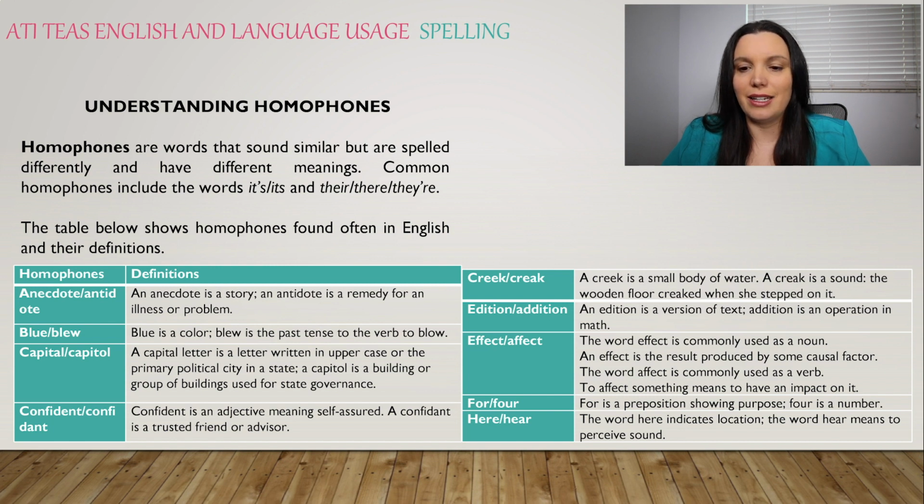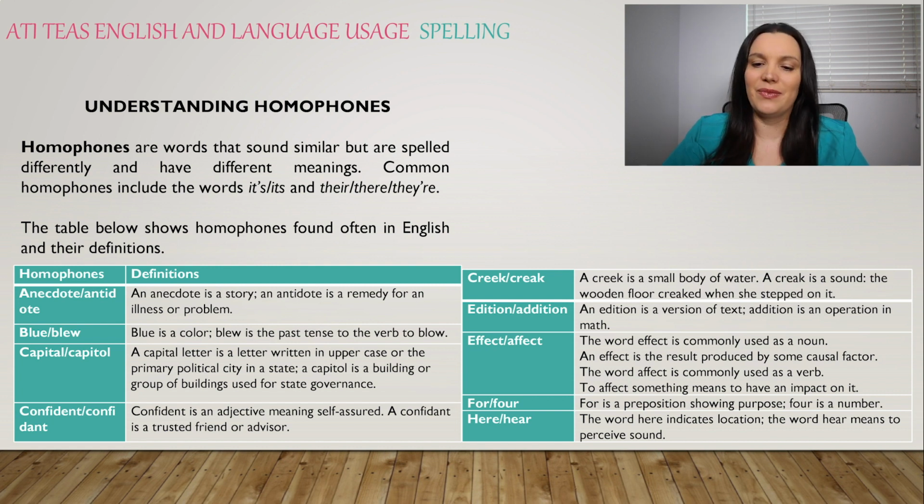Addition: an edition is a version of text, and addition is an operation in math. Effect: effect is a word that is commonly used as a noun. An effect is a result produced by some causal factor. The word affect is commonly used as a verb. To affect something means to have an impact on something.